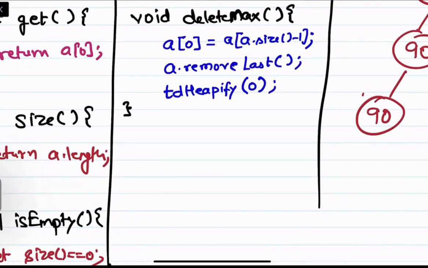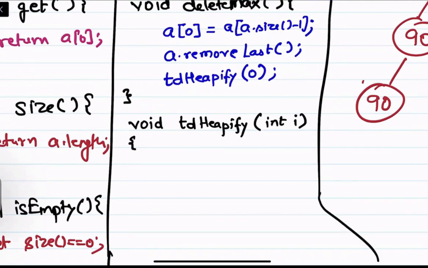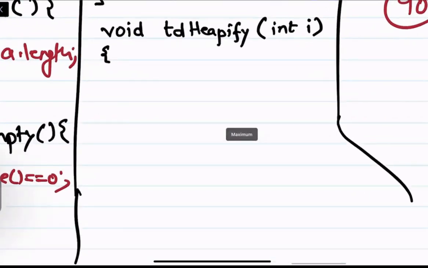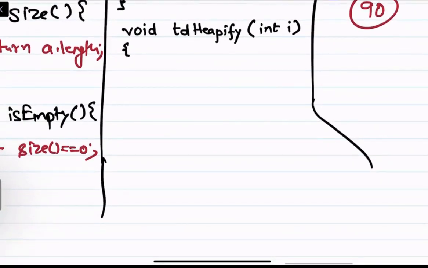So now the expectation from you is to write a function. You have to write TD heapify, and you have int some index I. Your goal is to make sure that if A of I is smaller, then it should percolate down. So implement it and let me know once you are done. Once this is done, our heap implementation is completed.